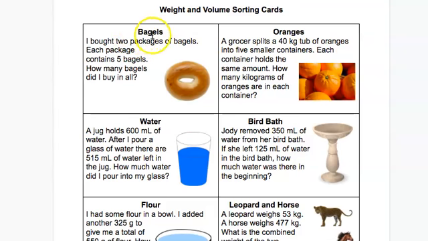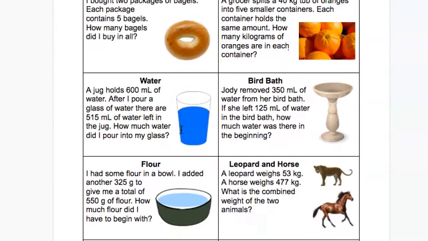So let's look at this first one. It says, I bought 2 packages of bagels. Each package contains 5 bagels. How many bagels did I buy in all? This problem to me sounds like an equal group problem because you have 2 equal packages and each package contains 5 bagels. So I'm going to put this problem in my equal group column. And then I'm going to move on to the other problems and sort them.